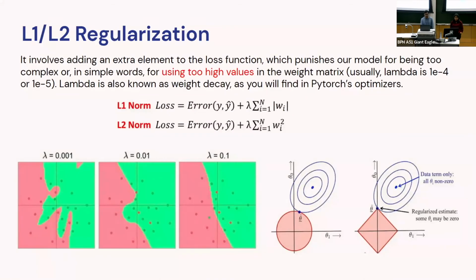L1 and L2 regularization is the most commonly used form of regularization at the start. You just add an extra element to the loss function, which punishes your model for being too complex or just using too high values for your weights. The parameter that controls this is the lambda parameter. This is also known as weight decay, as you'll find in PyTorch's optimizers. L1 norm is basically adding a term that is the L1 norm of the weights multiplied by a factor of lambda. L2 norm is basically multiplying the L2 norm of the weights with a factor of lambda.